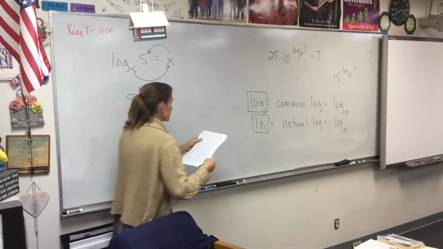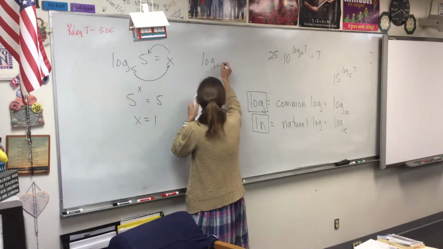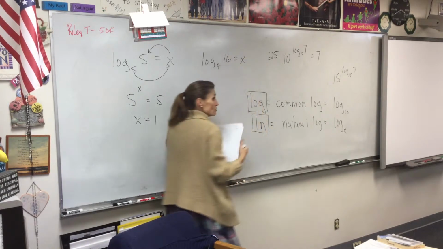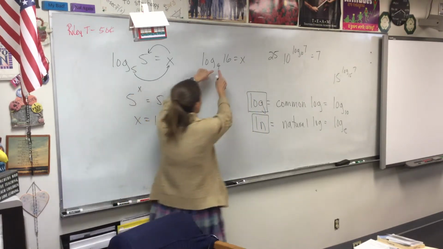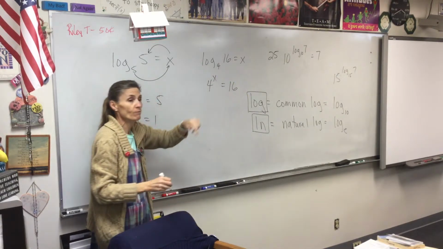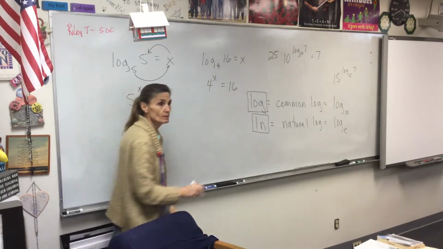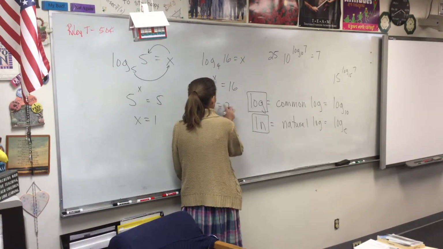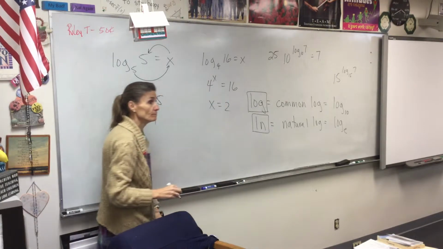Let's look at the next one. It's a little bit harder. Not really, though. Can you translate that for me? 4 to the x equals 16. Beautiful. So what's it equal? 2. 4 to the second? Yeah.